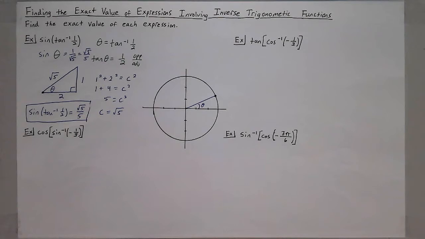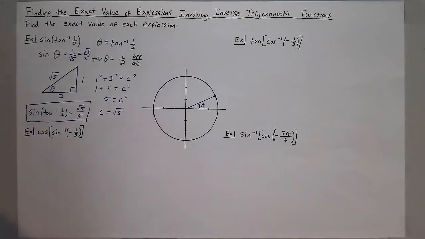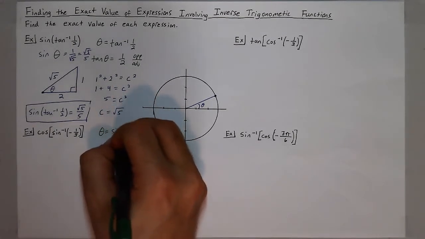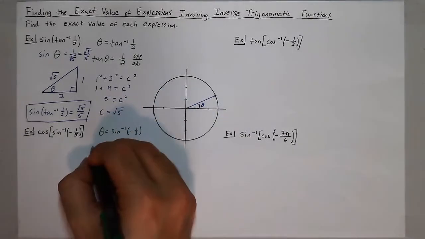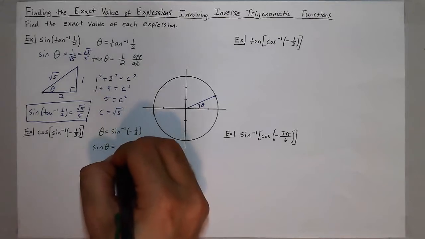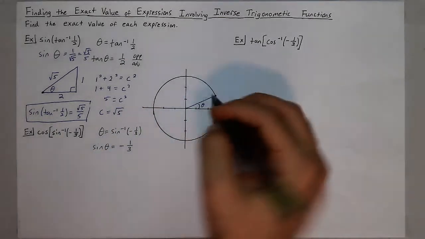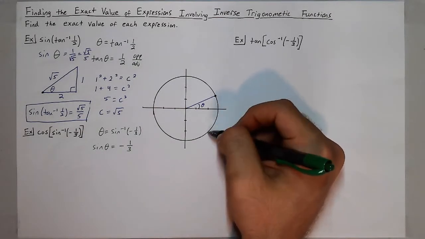Cosine of sine inverse. So now I see that this is sine inverse of a negative value. Means if I'm looking at theta is equal to sine inverse of negative 1/3, I'm saying that sine of theta is equal to negative 1/3. Which means I'm looking at some angle that's in this fourth quadrant, because sine is negative.